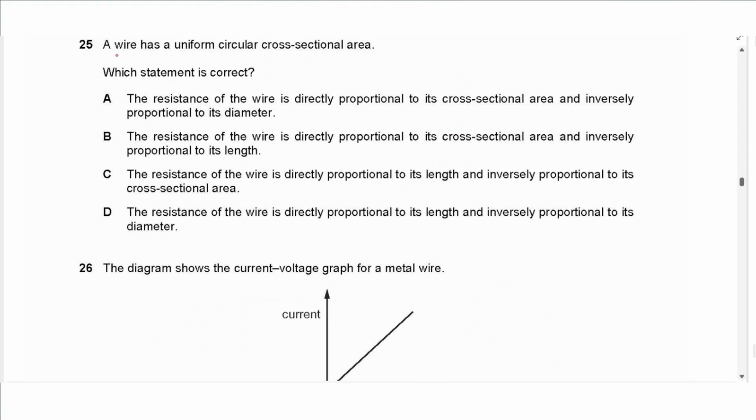Question 25 says, a wire has a uniform circular cross-sectional area. Which statement is correct? The resistance of the wire is directly proportional to its cross-sectional area and inversely proportional to its diameter. It's not inversely proportional to the diameter, and it's not directly proportional to the area. The resistance of the wire is directly proportional to its cross-sectional area, also not correct. The resistance of the wire is directly proportional to its length, that is correct, and inversely proportional to its cross-sectional area, that is also correct. So the answer is C.